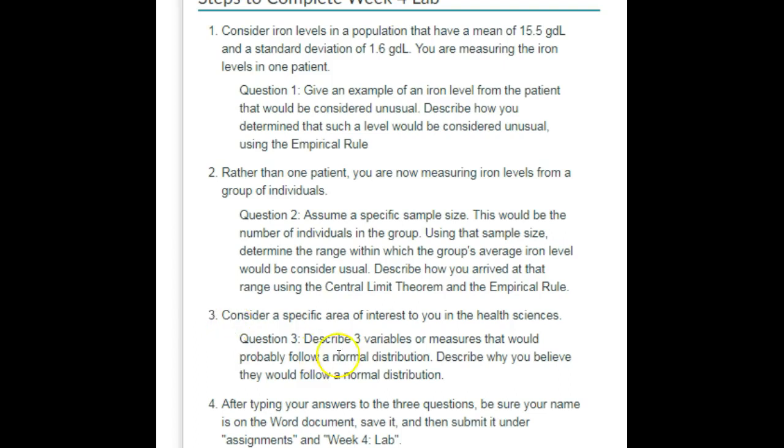And then for number 3, pick an area of interest for you in the health sciences and talk about 3 variables in that area that will probably follow a normal distribution or at least be pretty close to one, and talk about why it would follow a normal distribution or be close to one. So for example, I'm going to talk about in this video here life expectancy.